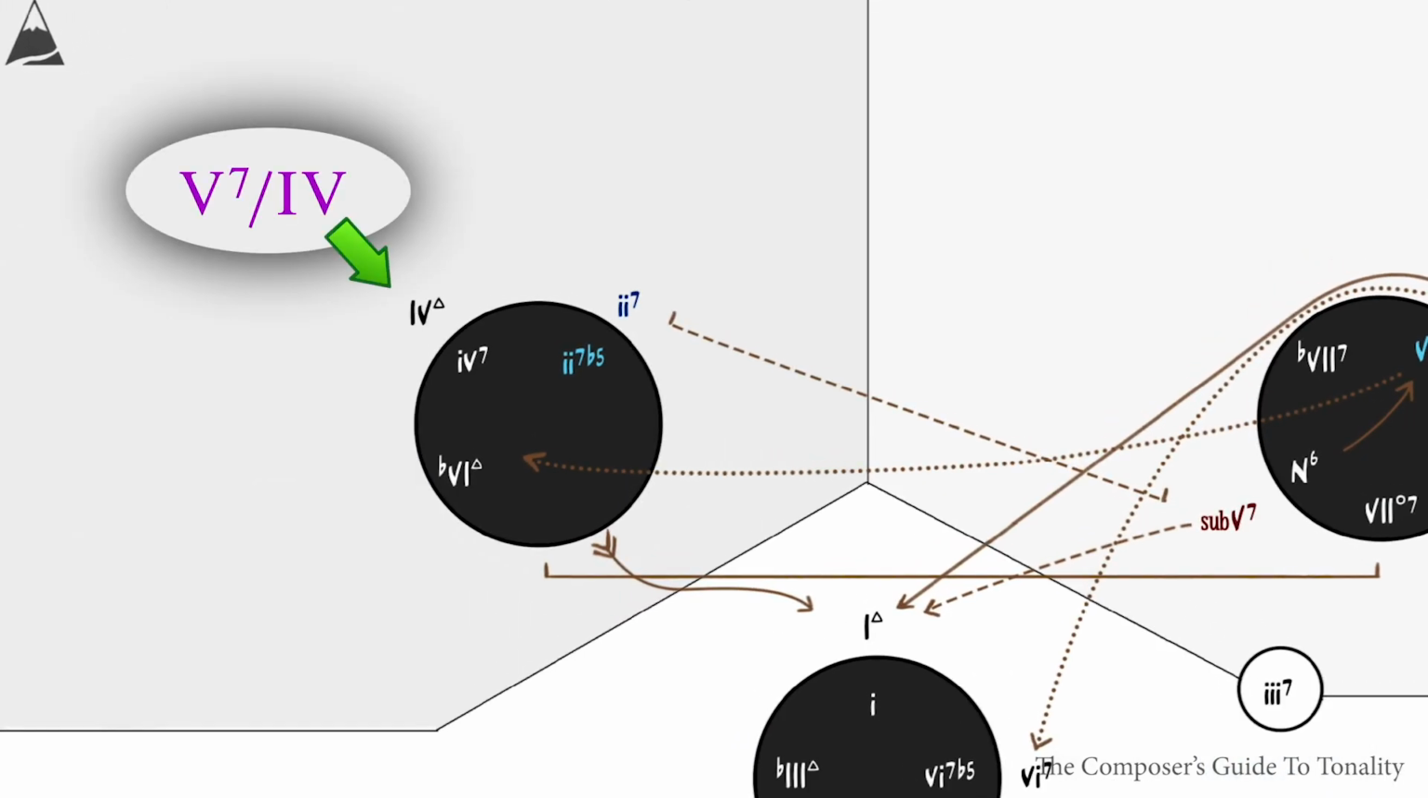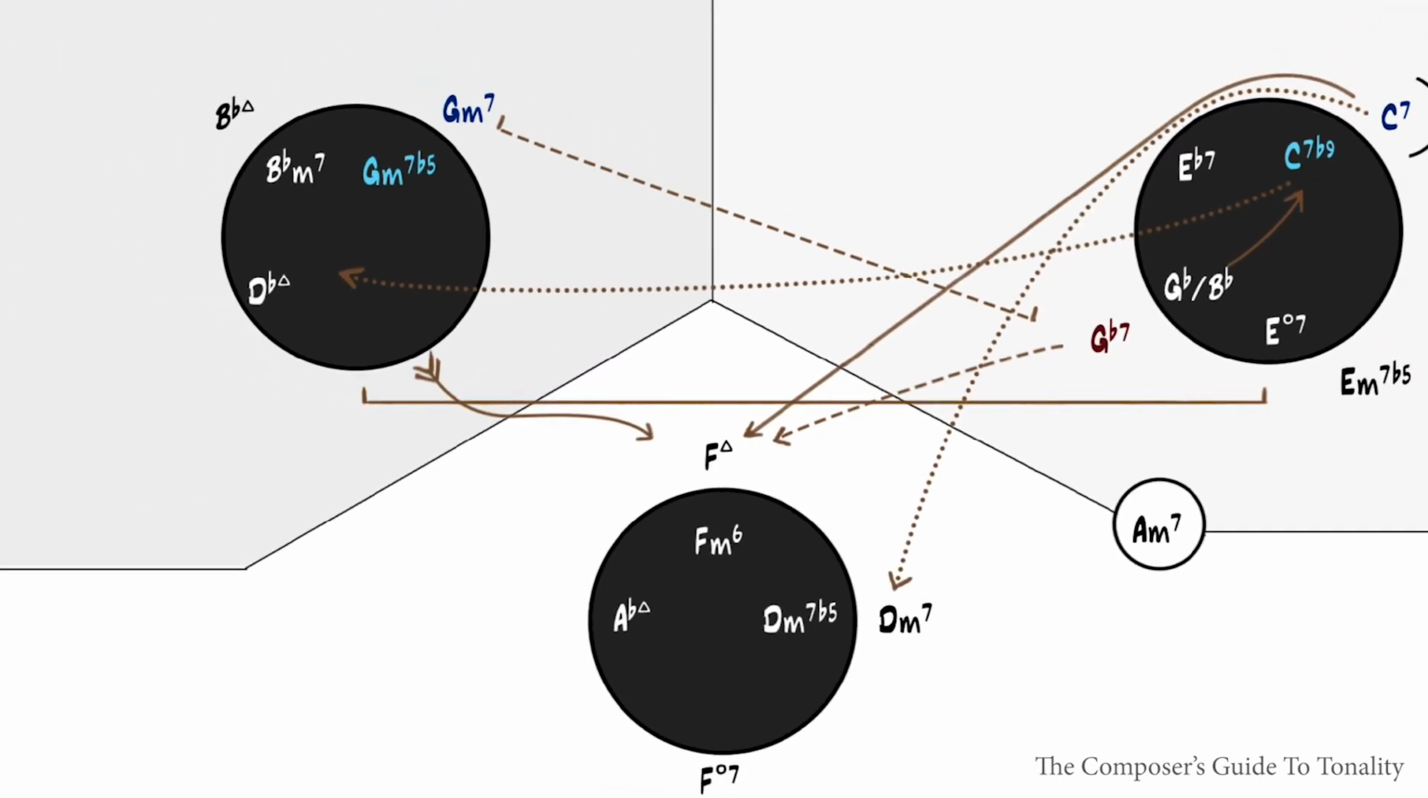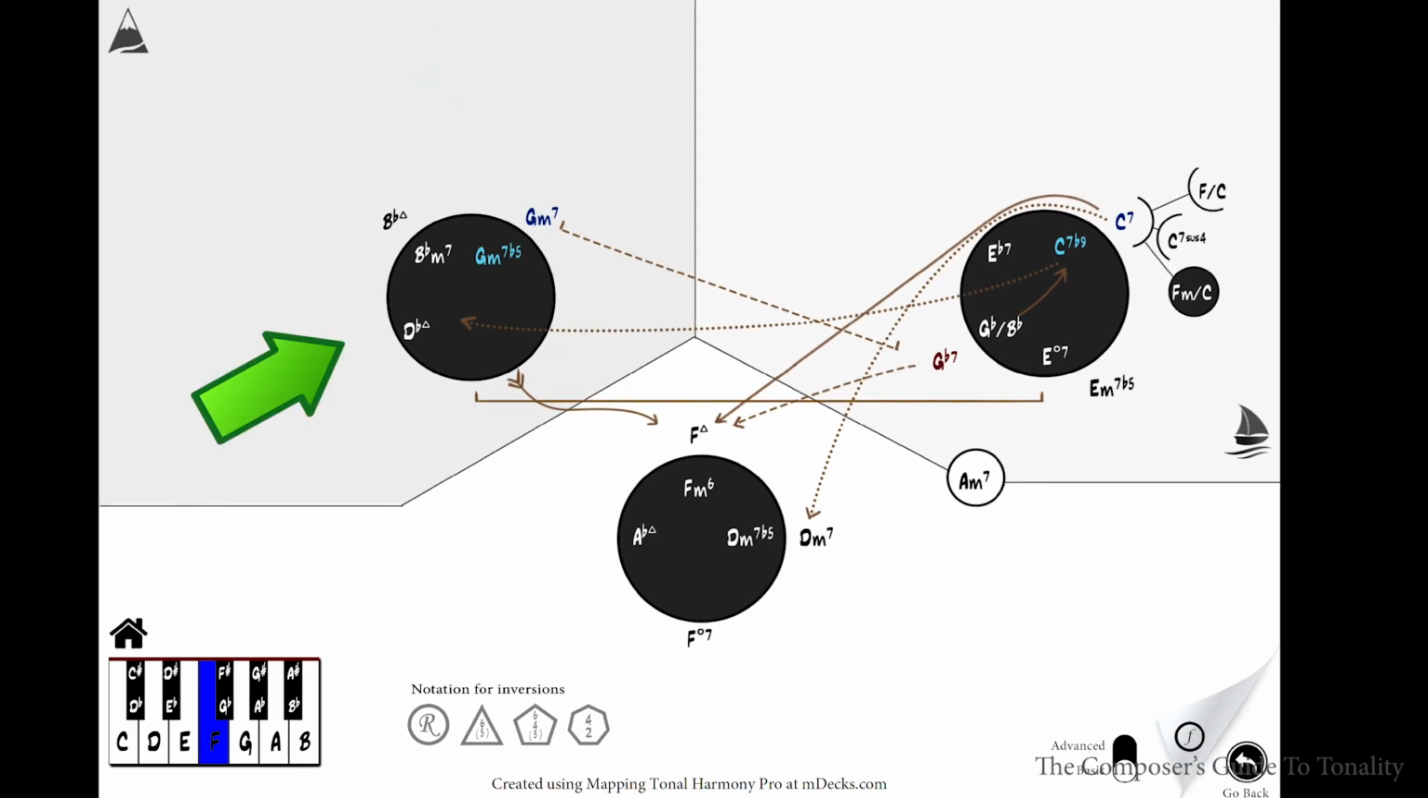Secondary functions are chords that tonicize any diatonic function in the basic map. They turn the chord into a temporary home. Imagine we're in the key of F. This is the subdominant region in F, and this is the dominant region.